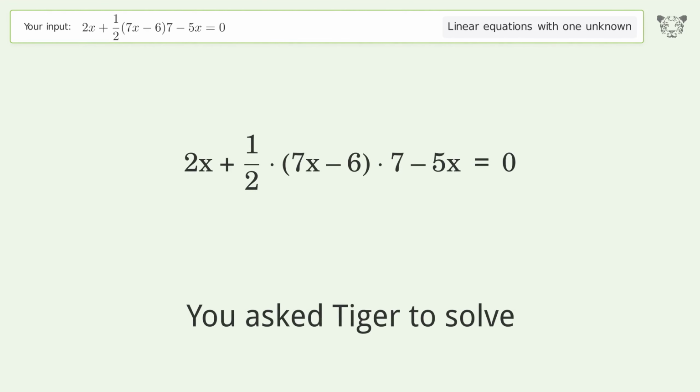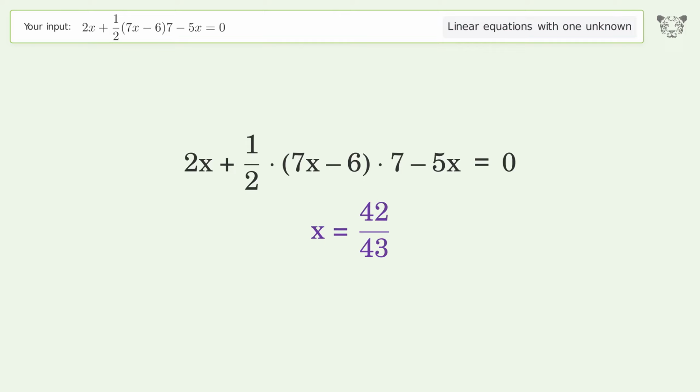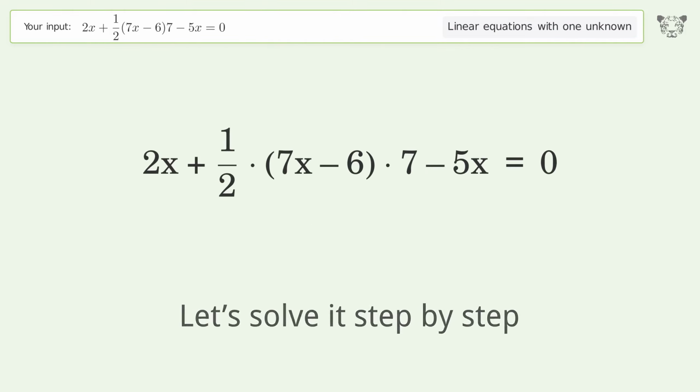You ask Tiger to solve. This deals with linear equations with one unknown. The final result is x equals 42 over 43. Let's solve it step by step.